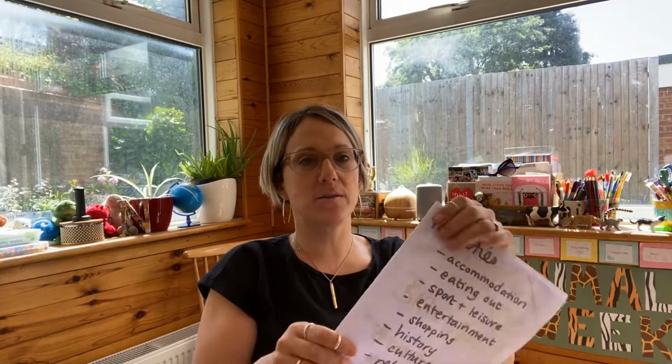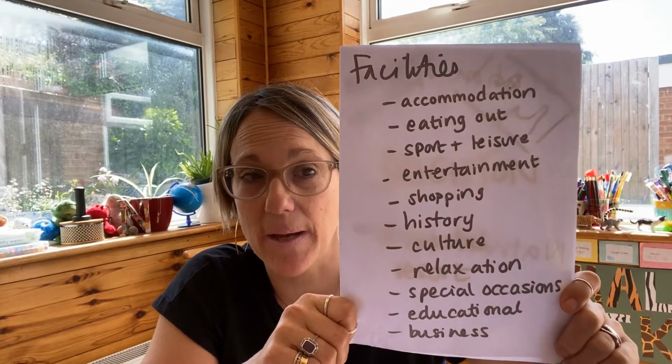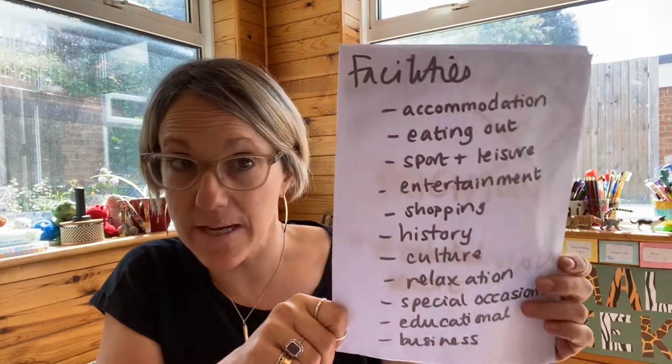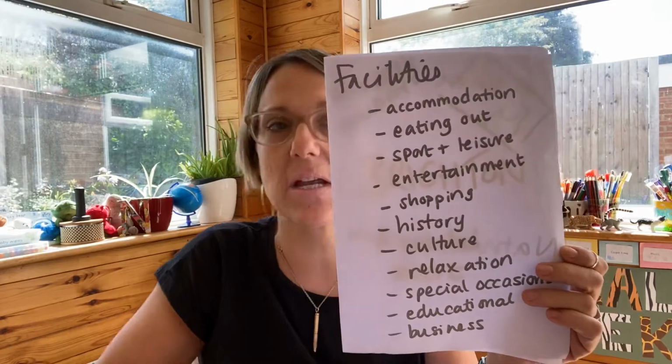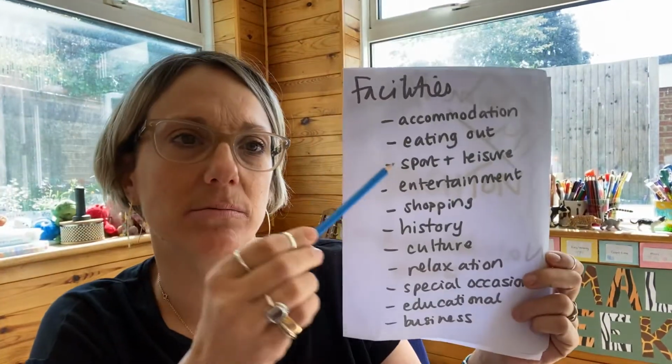And what I'll do is I'll hold this quite still, but I'm also going to give you a typed up list on Firefly. Okay. Accommodation. That means places to stay. Arrange, please. Somewhere cheap, somewhere nice, maybe. Where can you eat out?